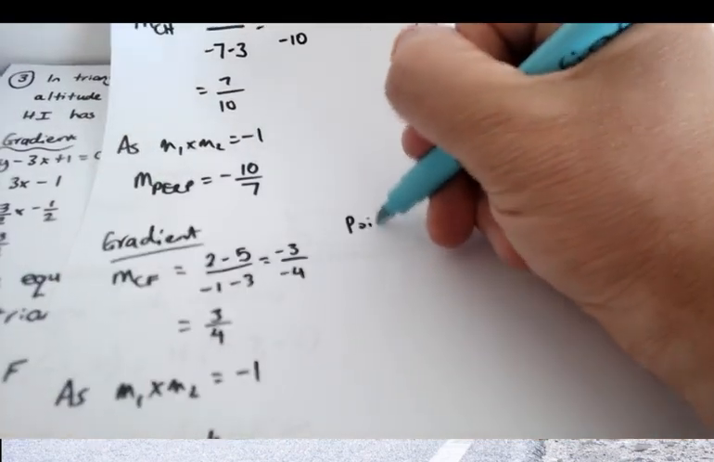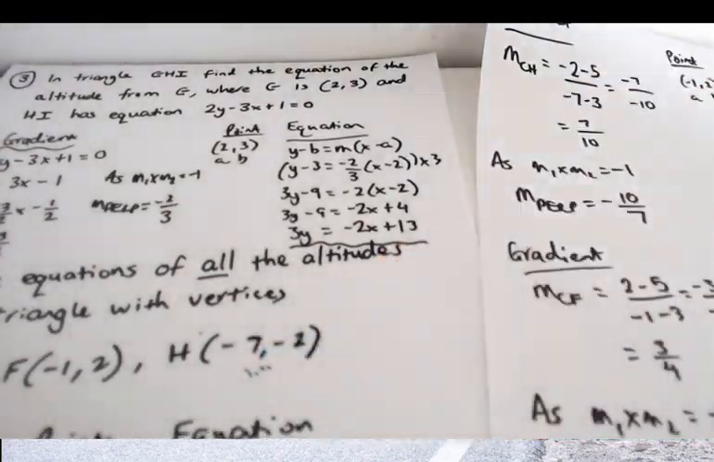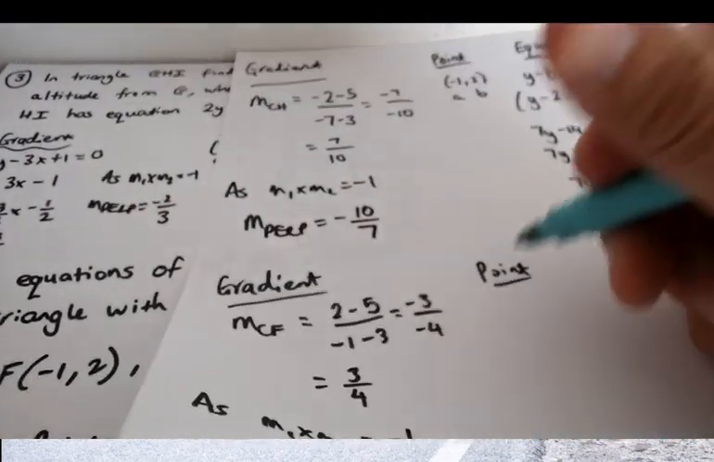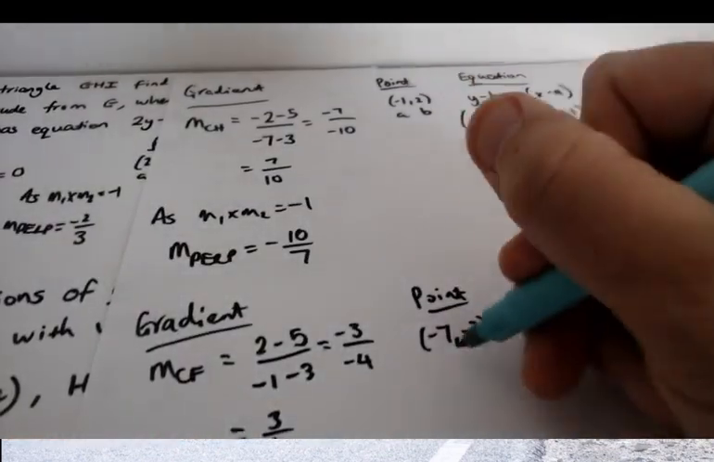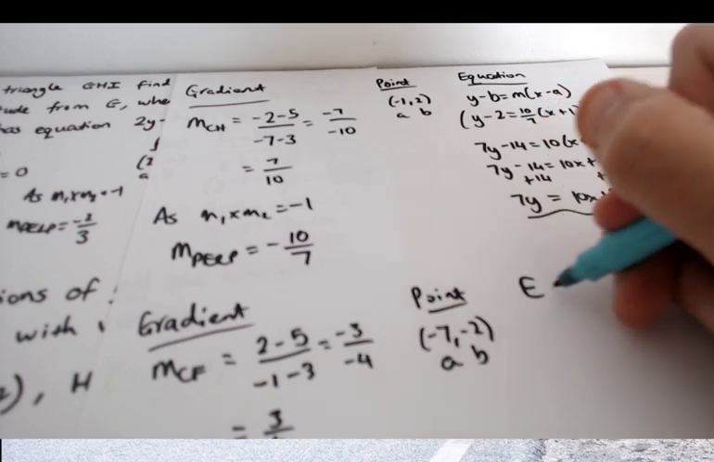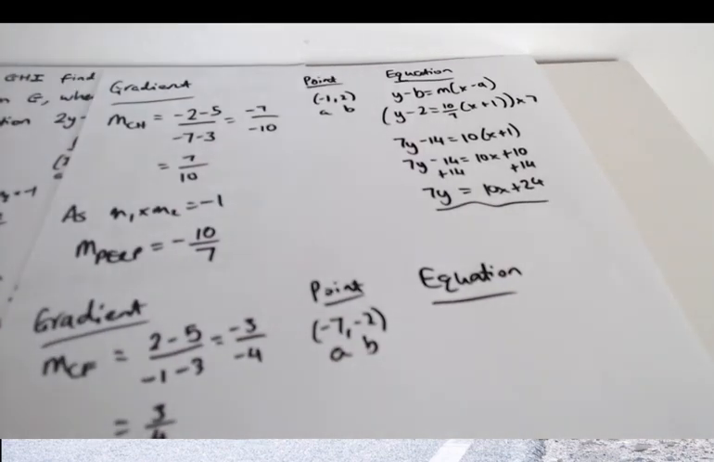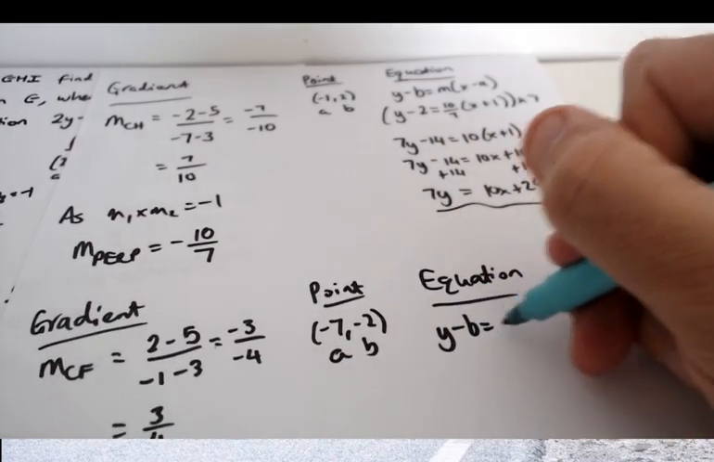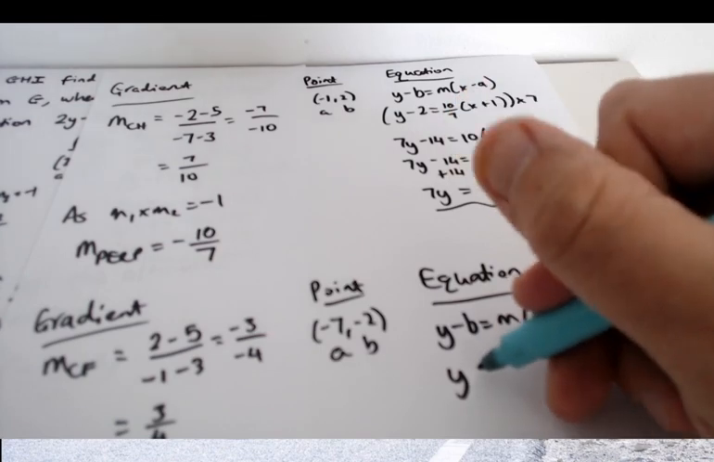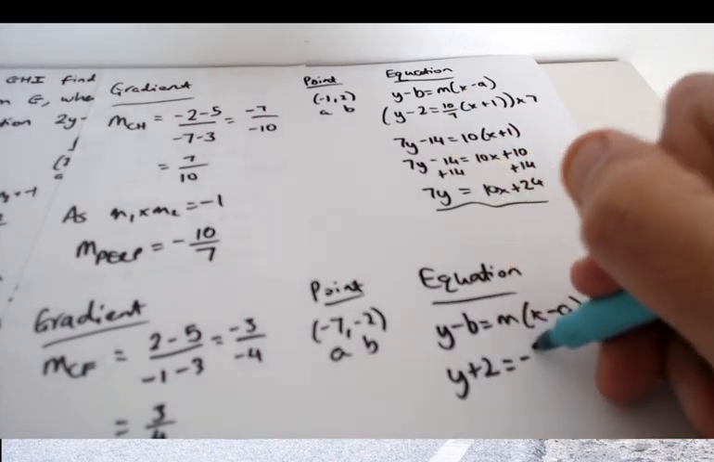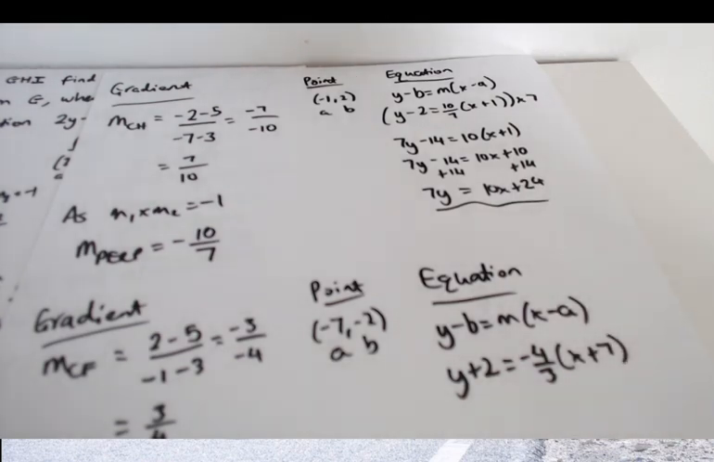Point. Well, this is the altitude from H. H is the point -7, -2. That's a, that's b. Equation. Y minus b equals m bracket x minus a. That's going to be y take away -2, so y add 2 is going to equal minus 4/3 x take away -7, so I can go x add 7.